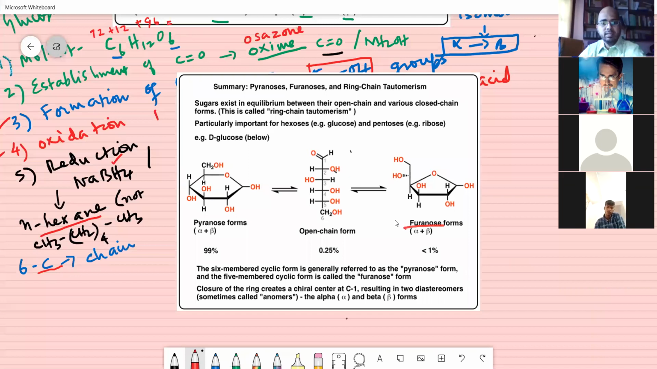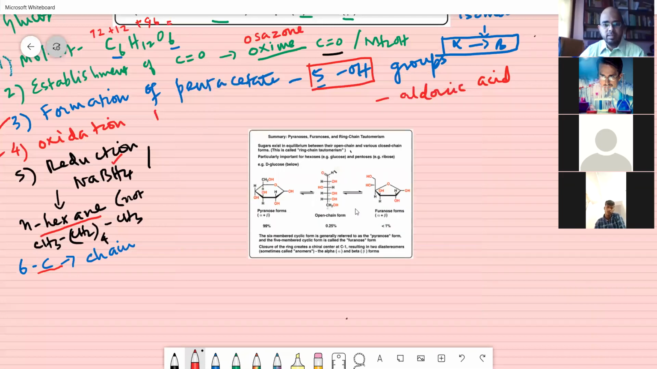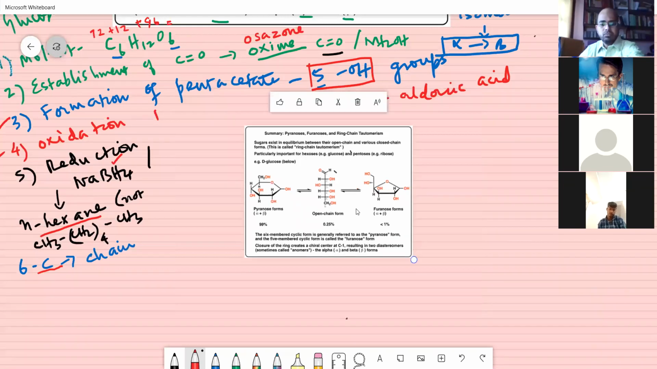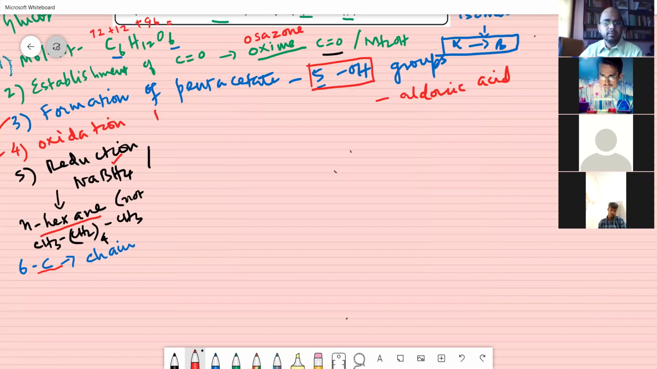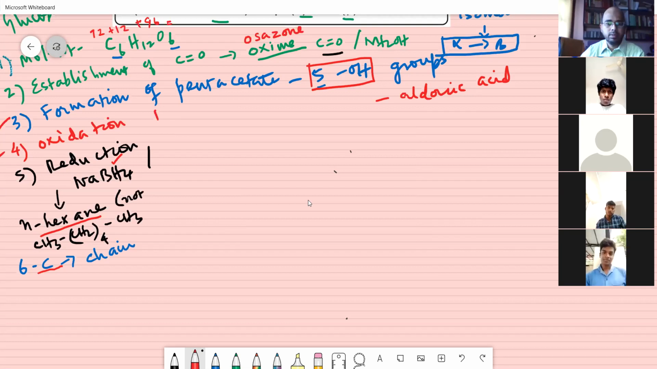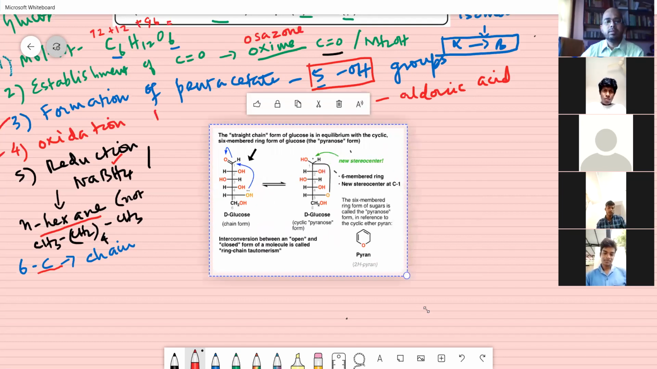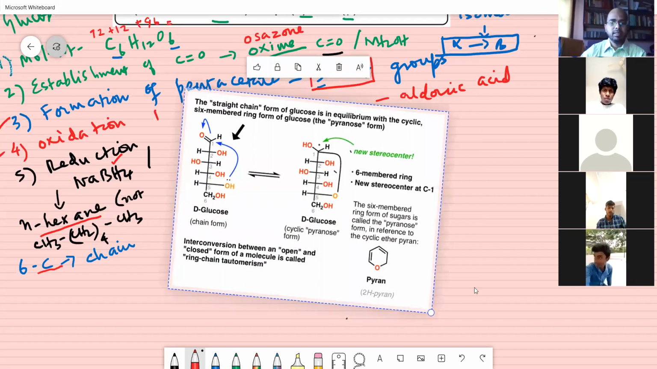I think the structure is not coming. Again, the same thing is coming there. Just wait, I am just trying to paste. Here it is. You can see the mechanism there.